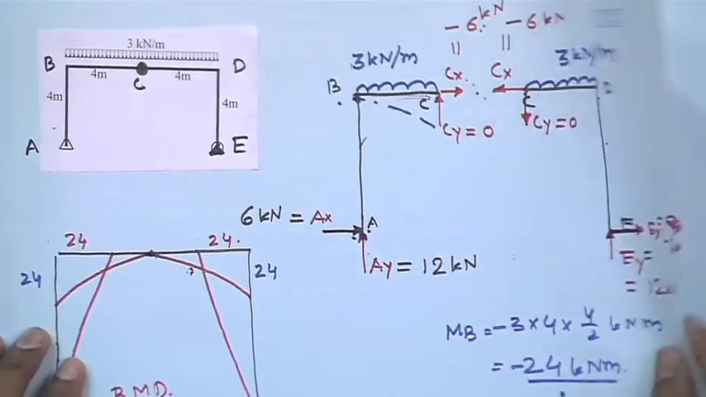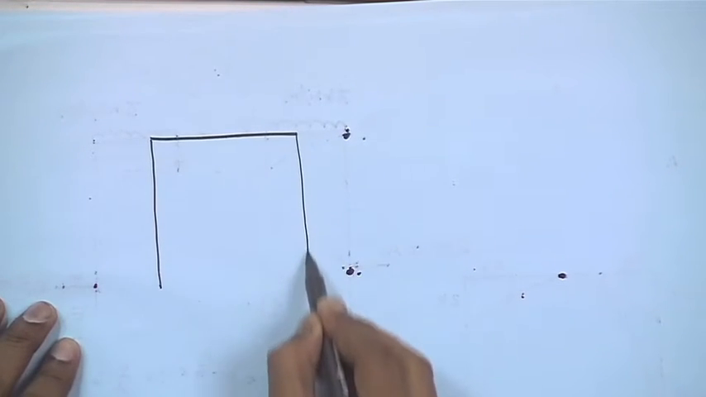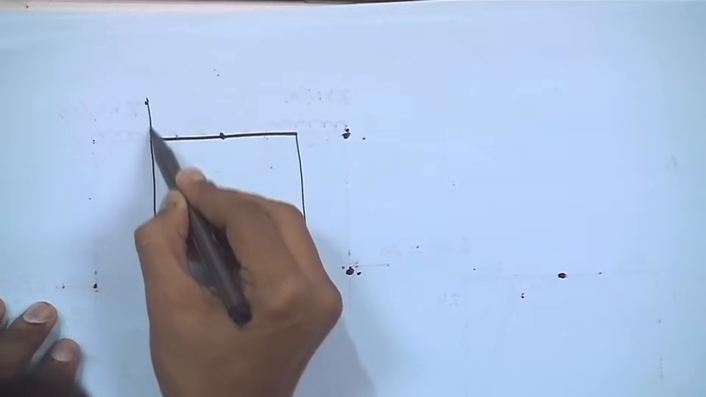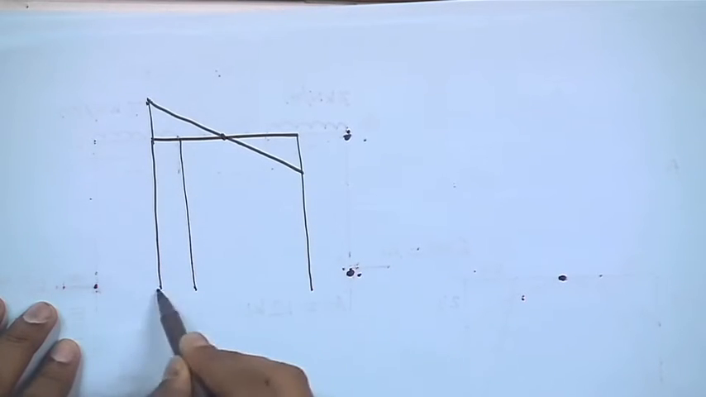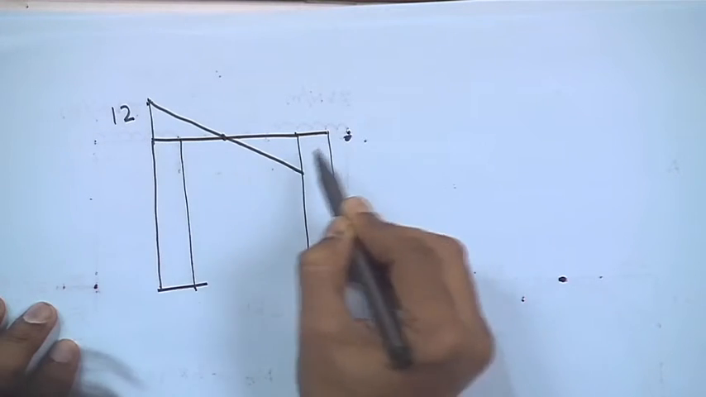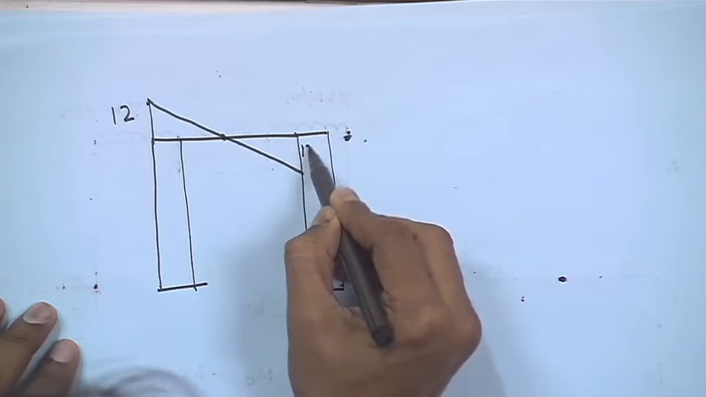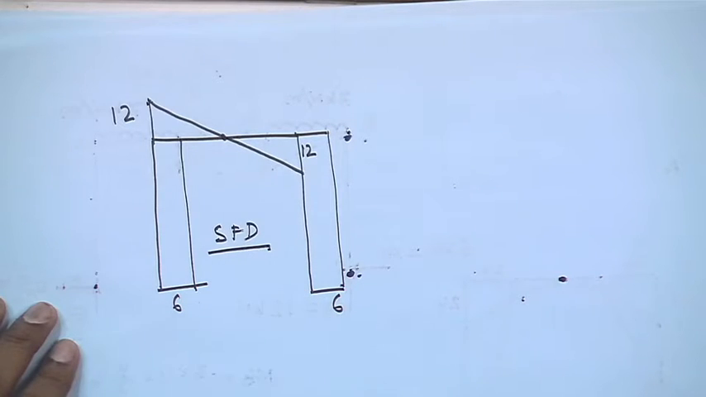So the shear force diagram finally becomes, again this is the internal hinge, this becomes, and this becomes 12, this 6, this 6. This is the shear force diagram.